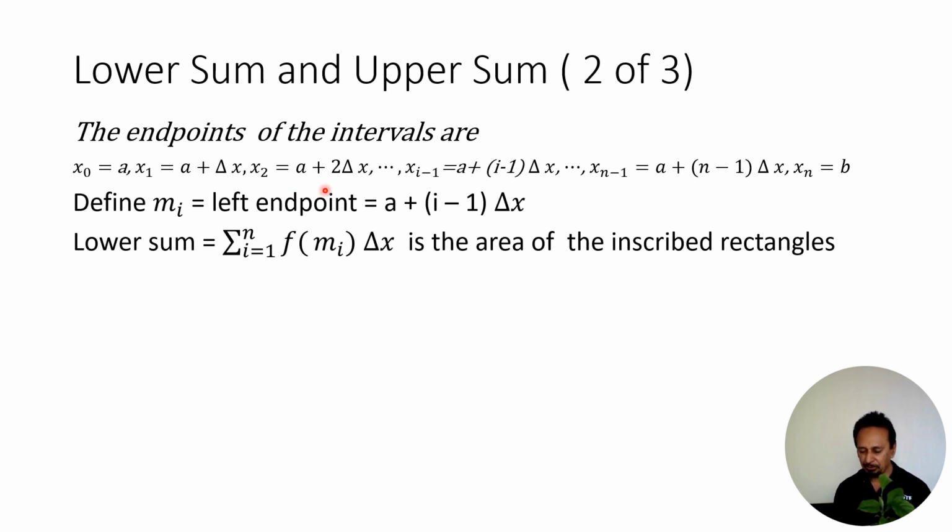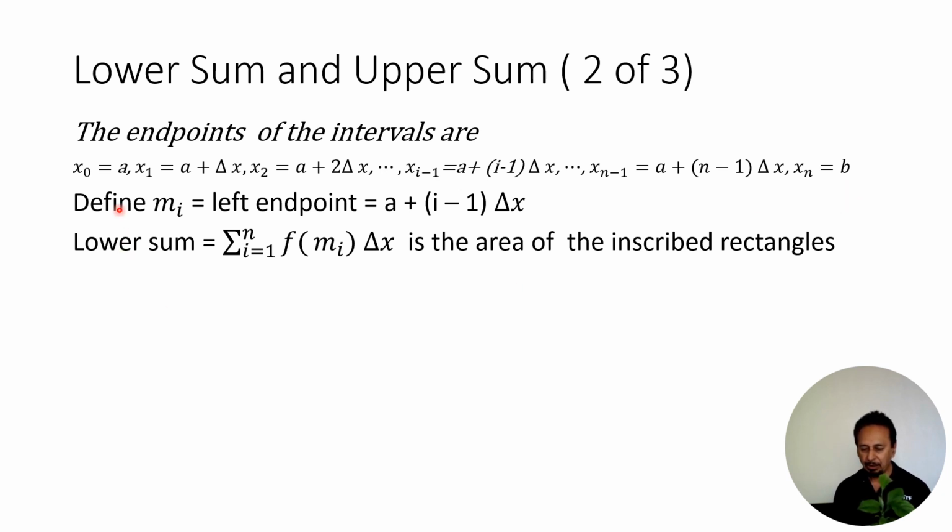So it looks like to get the next endpoint, you just add the delta x to the previous one. So here, now remember these are left endpoints. So next is x of i minus 1, so we write a plus (i minus 1) times delta x. And x sub n minus 1 becomes a plus (n minus 1) times delta x. And the last one, the nth, that's the b.